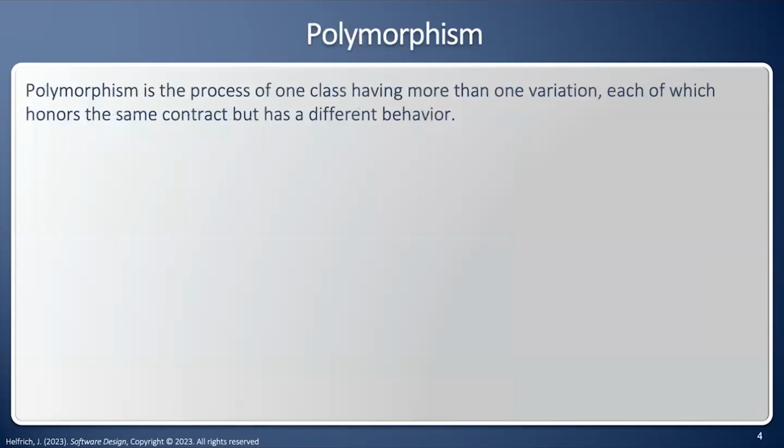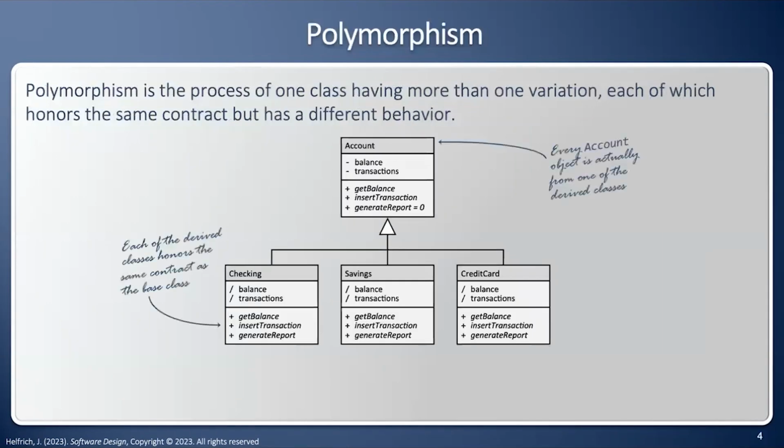Polymorphism is a process of one class having more than one variation, each of which honors the same contract, in other words, has the same public methods, but has different behavior. In other words, the derived classes have different implementations. So in this example, we have an account class, and the account class has 3 virtual functions: get balance, insert transaction, and generate report. Now, there are 3 flavors of accounts: checking, savings, and credit card, each of which honors the same contract as account, but has different implementations.